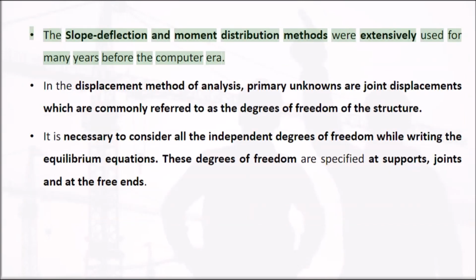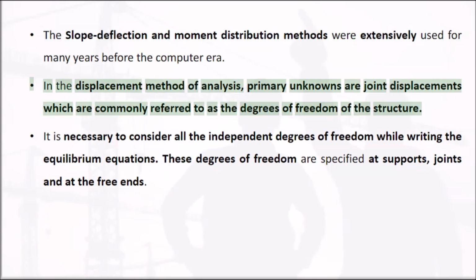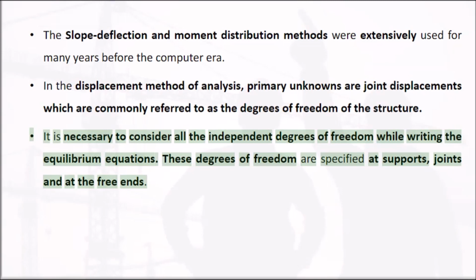The slope deflection and moment distribution methods were extensively used for many years before the computer era. In the displacement method of analysis, primary unknowns are joint displacements, which are commonly referred to as the degrees of freedom of the structure. It is necessary to consider all the independent degrees of freedom while writing the equilibrium equations. These degrees of freedom are specified at supports, joints, and at the free ends.